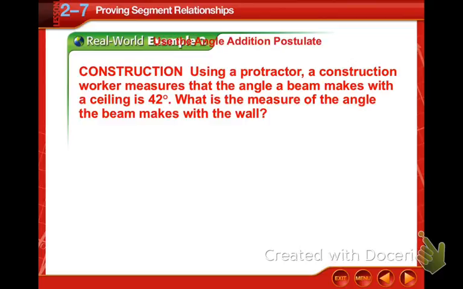So here's an example. We have a beam coming out of the ceiling, and so what I'm assuming is happening is here's our wall, here's the ceiling. The beam does this. It's helping hold up the wall, or the ceiling. And it makes a 42-degree angle with the ceiling. So we need to know what the measure of the angle the beam makes with the wall is. So this measure over here.